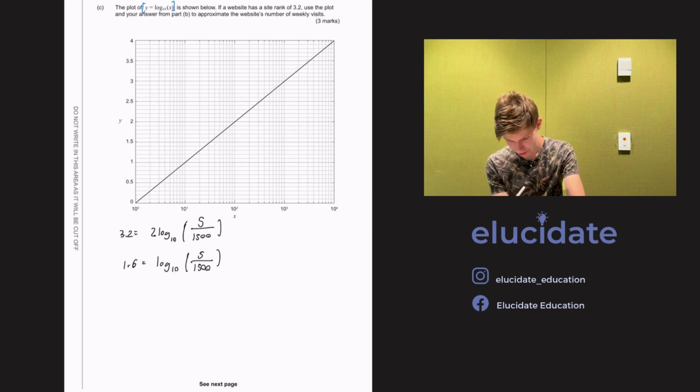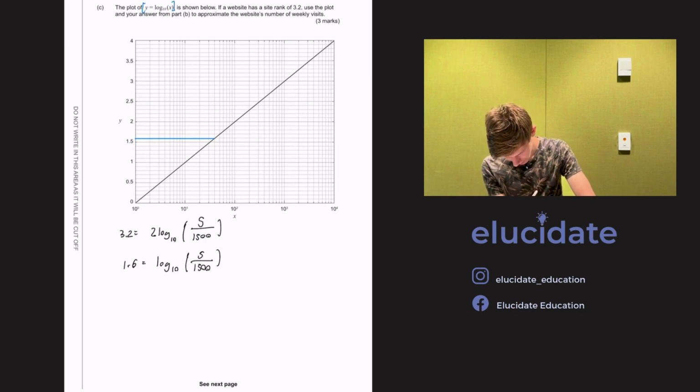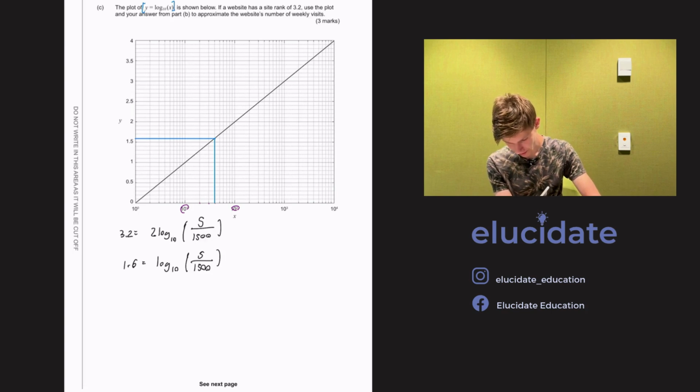Now if we have a look for 1.6 on this graph here, that is going to be about here. We'll just draw that line along. We're going to end up here. We will draw that line down. We end up here. Now if that is 10, that's 100. We've got 10, 20, 30, 40. So we end up with roughly 40 here. So we're going to end up with the equation 40 equals s over 1500. Multiplying those together, 40 times 1500, we get s equals 60,000.